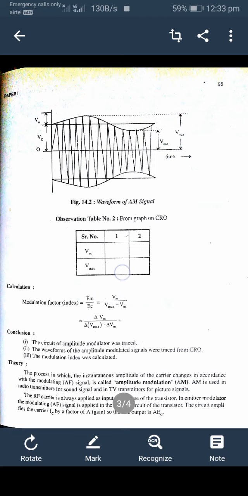The conclusion of the experiment is: first, the circuit of the amplitude modulator was traced. Second, the waveform of the amplitude modulated signal was traced from the CRO. Third, the modulation index was calculated by using the given formula.